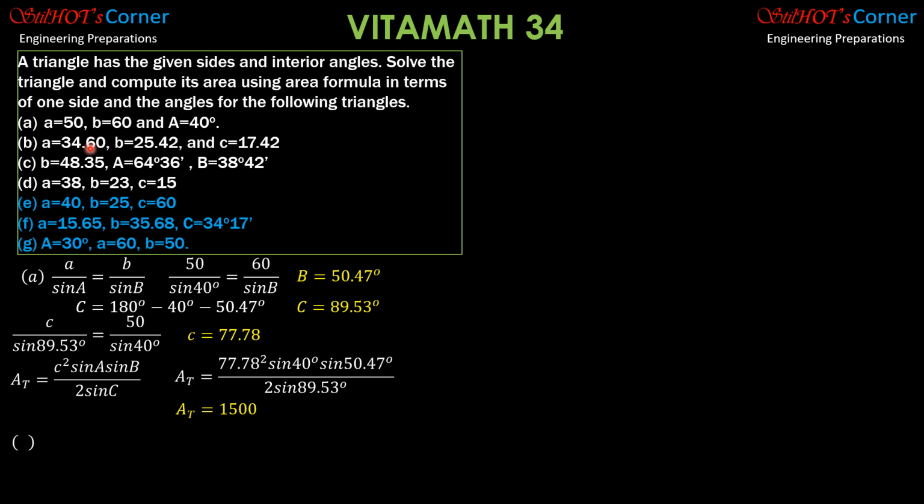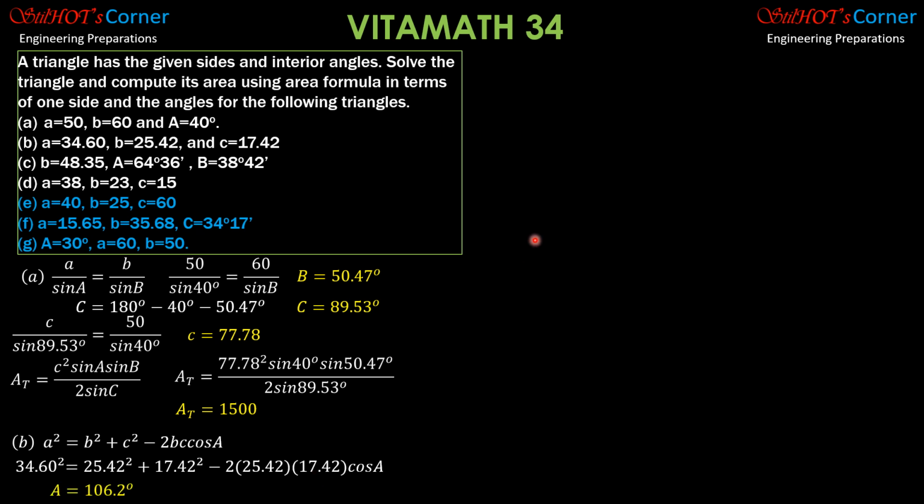So by law of cosines, a square equals b square plus c square minus 2bc cosine of angle A. So substitute: 34.6 square equals 25.42 square plus 17.42 square minus 2 times 25.42 times 17.42 cosine of angle A. So with your calculator, 25.42 square plus 17.42 square minus 34.6 square divided by the quantity 2 times 25.42 times 17.42, then shift cosine, then we can compute angle A, which is equal to 106.2 degrees.